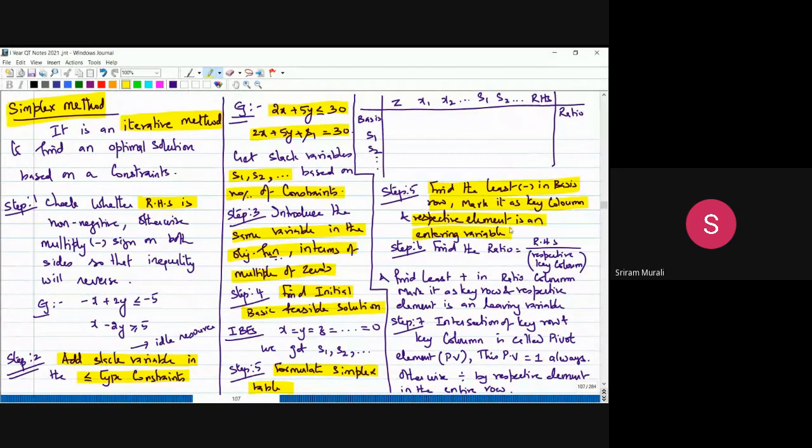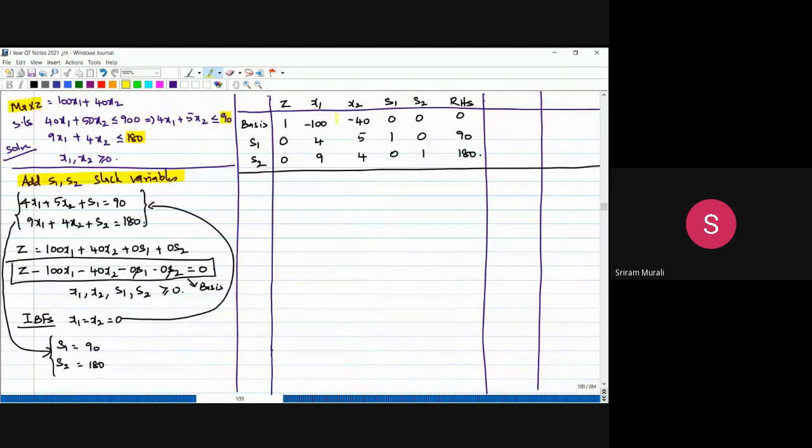Find the least negative in the basis row. What is a basis row? This is a basis row. Which is the least negative? This is the least negative. So mark this entire column as a key column and the respective variable is an entering variable. Always find the least negative in the basis row, not only in this problem, in any problem.